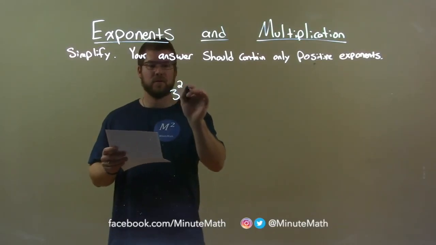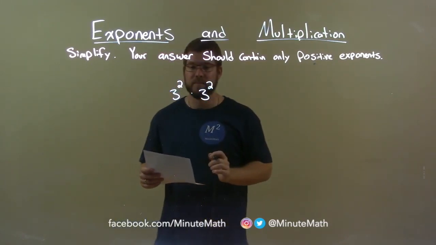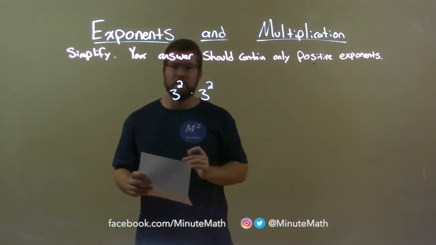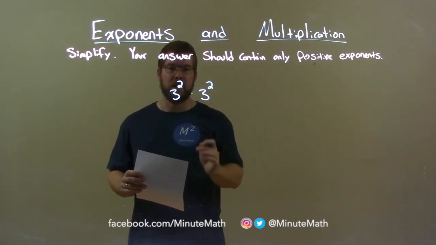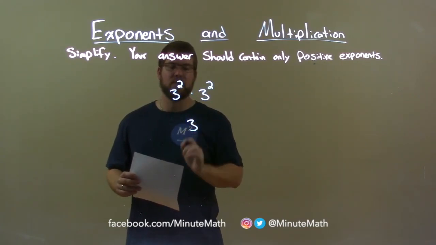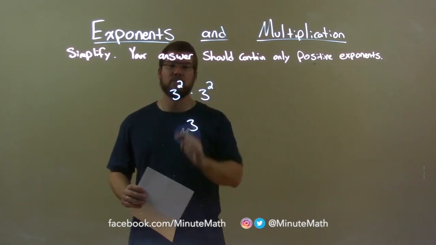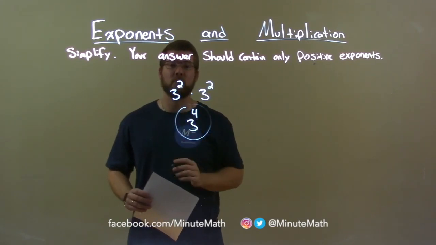3 squared times 3 squared. Well, we have the same base here, and when we have the same base, we need to add the exponents when we multiply between these two. So the base is the same, which is 3, and 2 plus 2 is 4, and so our final answer is 3 to the 4th power.